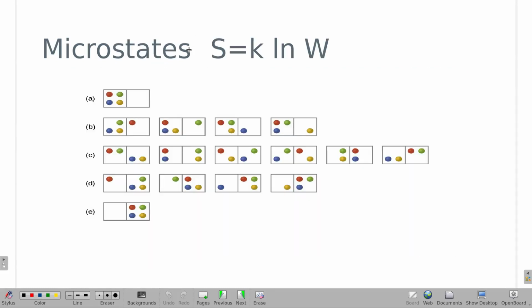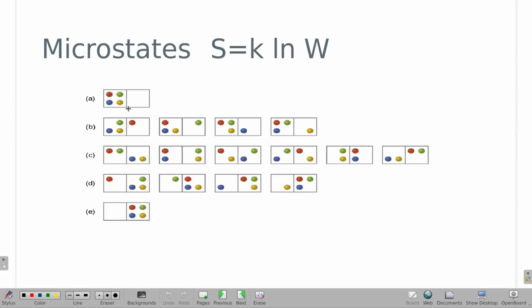All right, what I mean by that, it is an exponential scale number. It's a calculation of microstates. All right, so what is a microstate? Well, to explain a microstate, we're going to look down here at this little set of boxes, and we're going to look at how we can arrange 4 different marbles in 2 separate boxes.